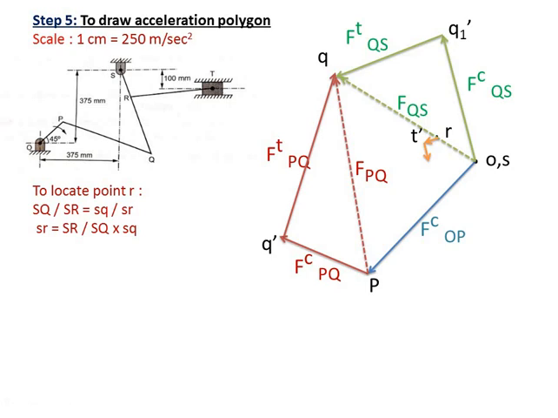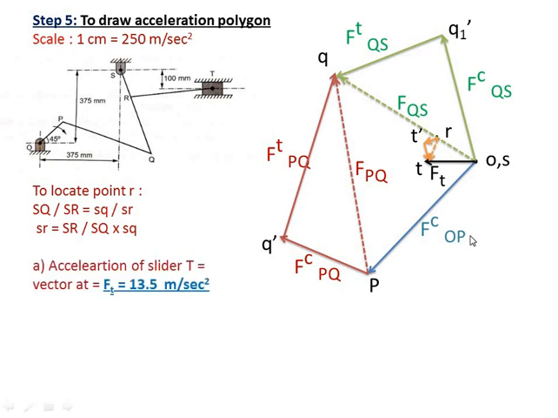The acceleration of the slider will be parallel to the motion of the slider, that is horizontal. Now the slider is sliding on a fixed link. So from the fixed link, draw a horizontal line. Where these two intersect, it will give you point T. And this is the acceleration of the slider. And this is the total acceleration of link RT. So likewise, you have to complete the acceleration polygon.